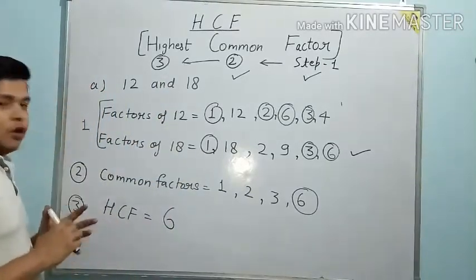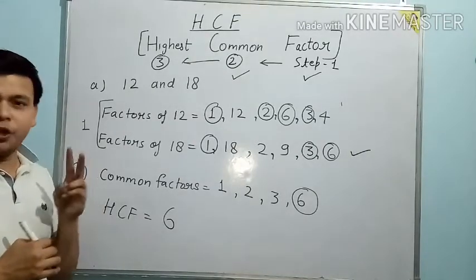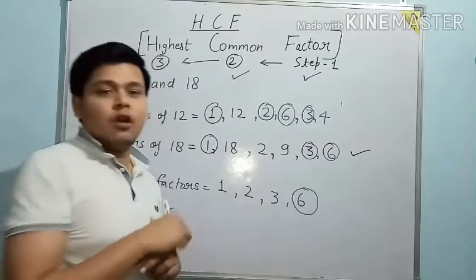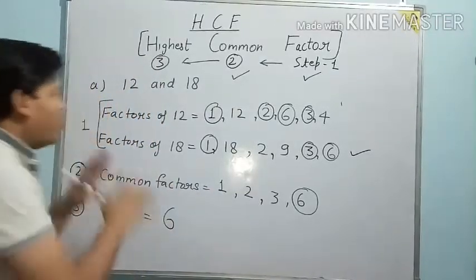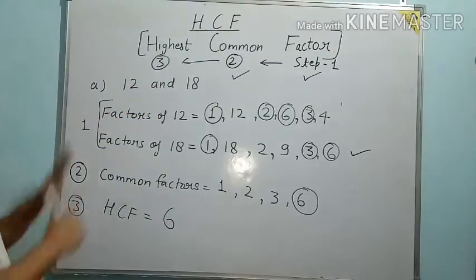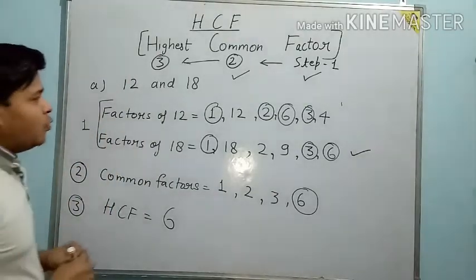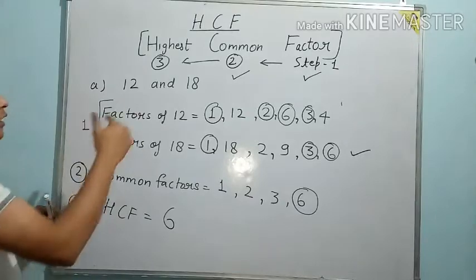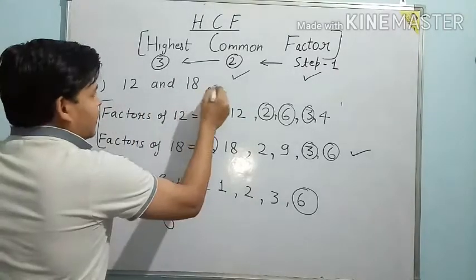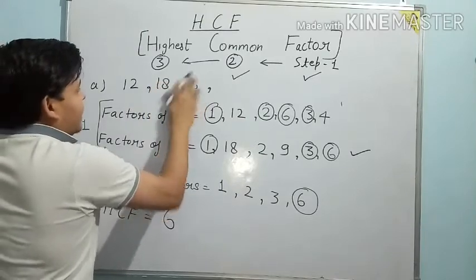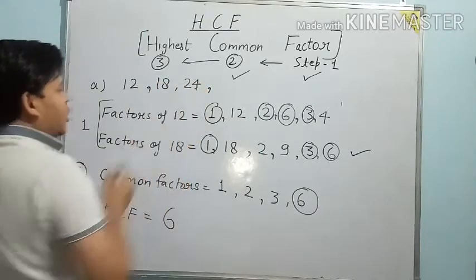Means there are only 2 possibilities that the HCF of numbers can be either equal or less than that. So I hope you all are clear with these 2 numbers 12 and 18. But after this, let's take one more number. I am taking 12, 18 and let's take the third number as 24.